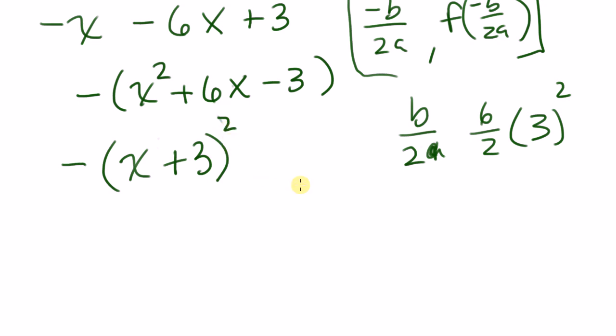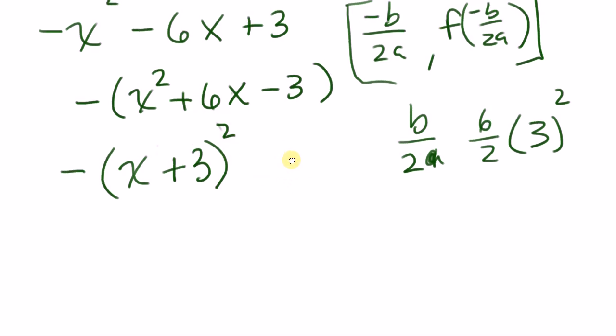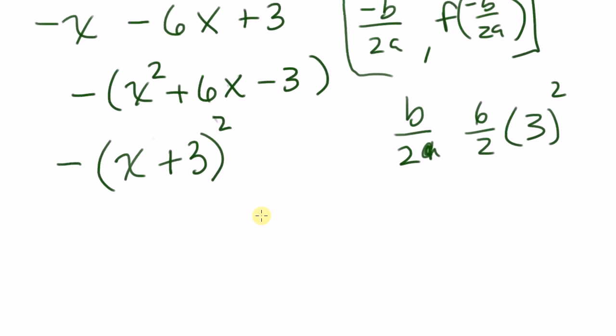plus 3 squared. Sorry, I keep getting interrupted by my kids. Okay, let's see, where was I?